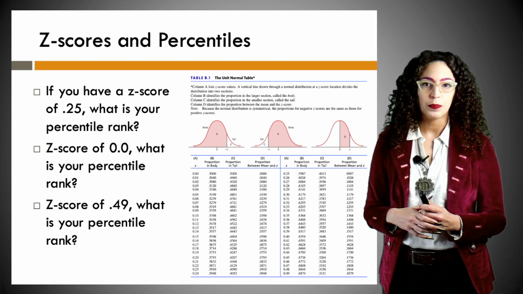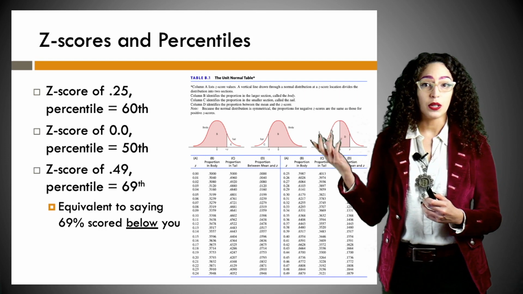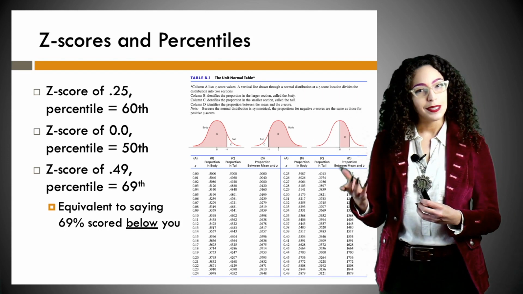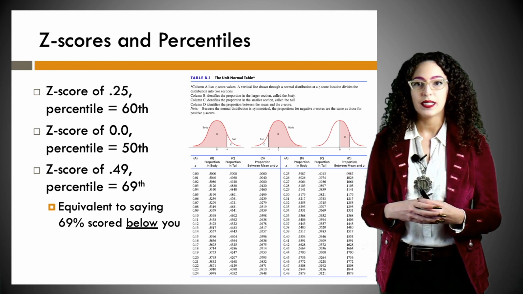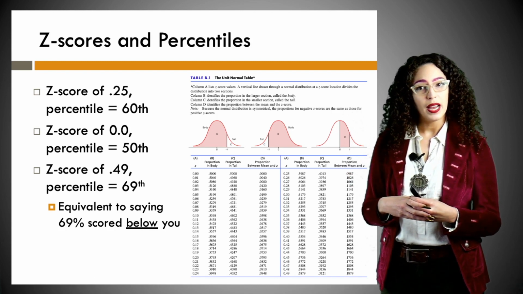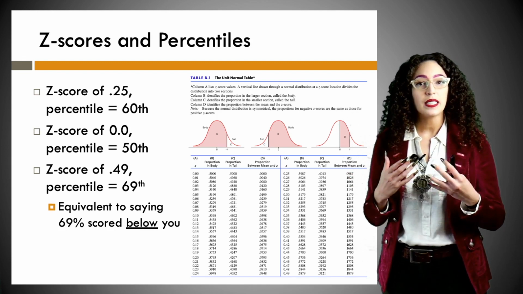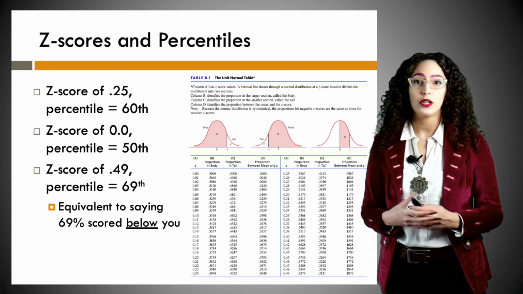But let's look up the other two. So a z-score of 0.25 corresponds to the 60th percentile, a z-score of 0.0 corresponds to 50th percentile, and a z-score of 0.49 corresponds to the 69th percentile. It's equivalent to saying that 69% of people scored below you.